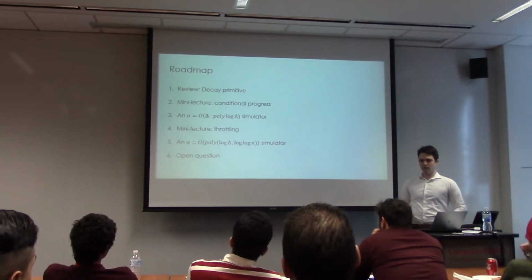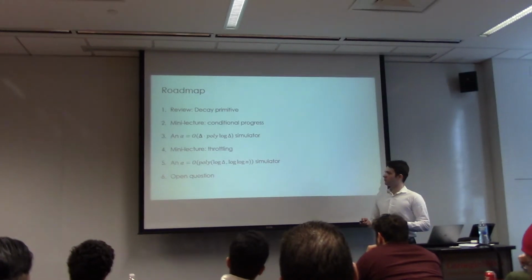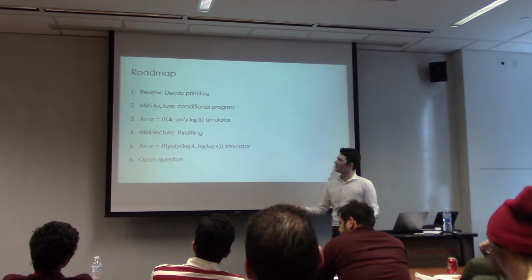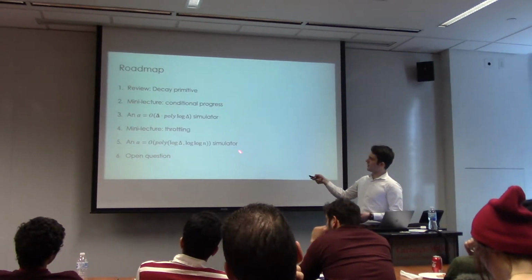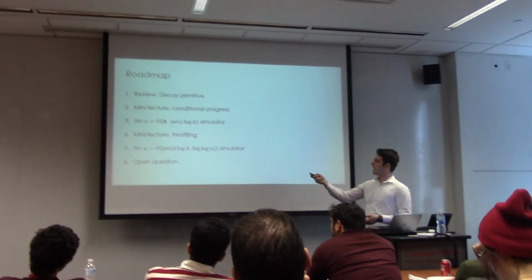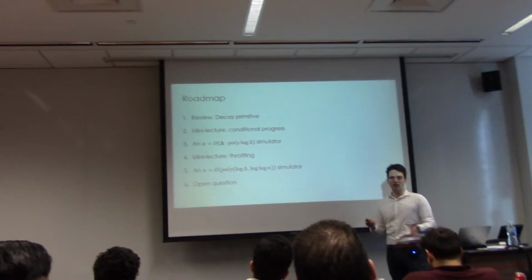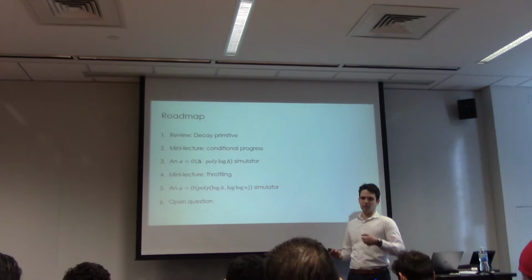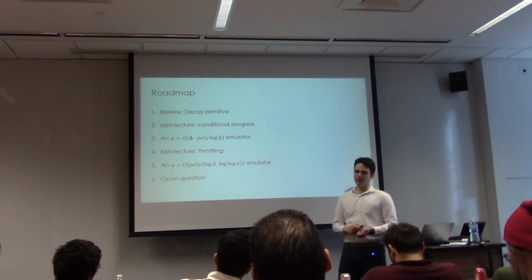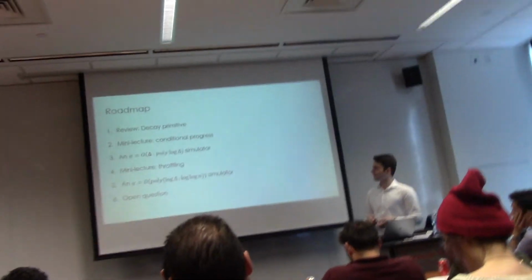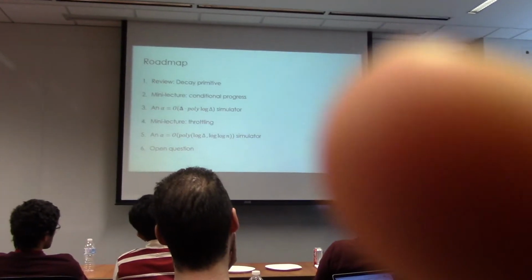Then I'll introduce another mini lecture that talks about throttling, also a standalone probability fact. And using those two ideas, as well as decay, we're going to find a polylog delta simulator. It's not all that we wanted, but it's good because it doesn't have a log n. It has a log delta, which is exponentially smaller than log n. Fine. And we're going to conclude after that.